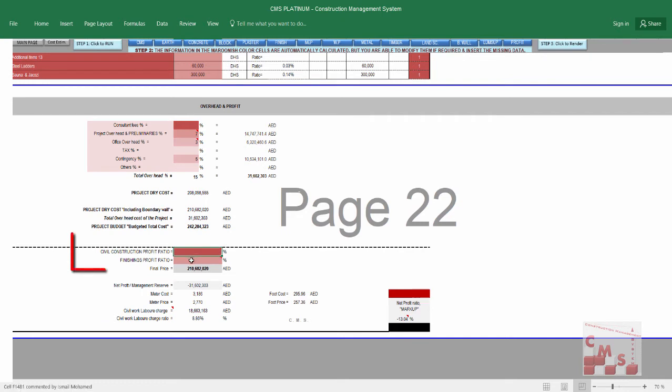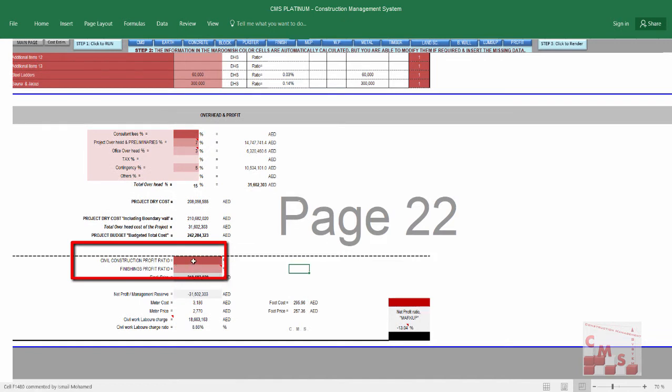Therefore, we have to add here the profit for the project. We have to add here a profit ratio. Otherwise, you have the price here 210, but your exact cost will be more than 242. That means you will lose this amount. Of course, it will not work like this. So we have to add here a project profit ratio for your project. How to add this one?